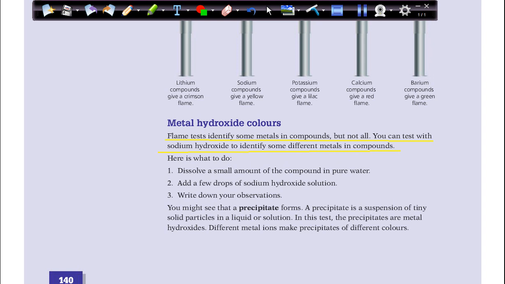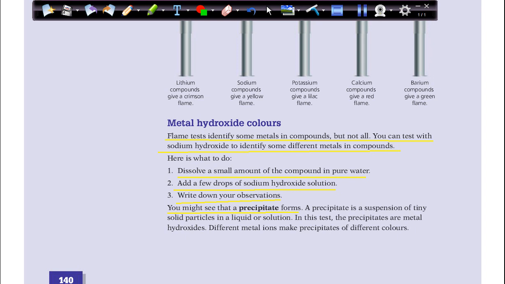So here, we need to use sodium hydroxide to identify some metals in compounds, because not all metal compounds can be tested using the flame. We need to dissolve a small amount of the compound in pure water, and then add a few drops of sodium hydroxide solution to it, and write down our observations, what color we can see. You might see a precipitate form.